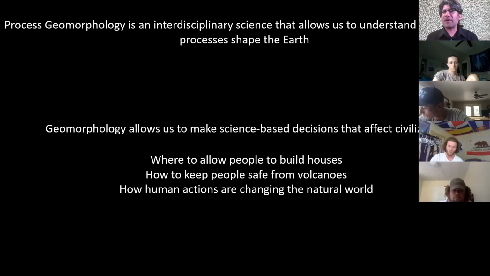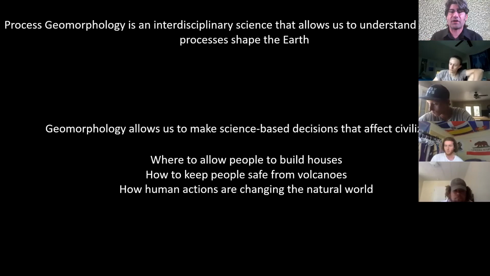Oftentimes when we talk about keeping people safe from volcanoes, yes, it's the eruptions, but it's also the lahars that are generated after the volcanic eruptions. We'll talk about lahars this semester. And so that becomes a question of geomorphology: how we keep people safe from the delayed impacts of volcanic events like lahars.